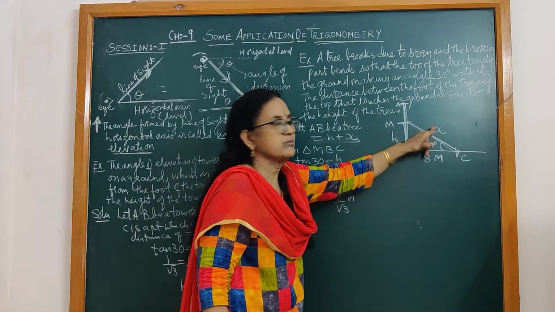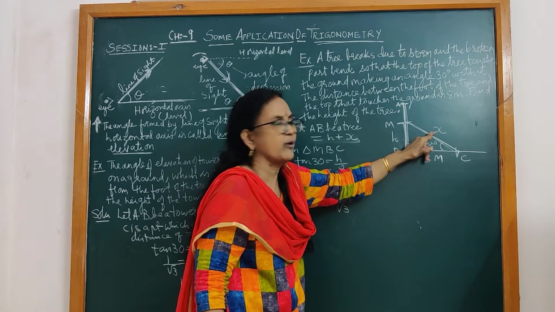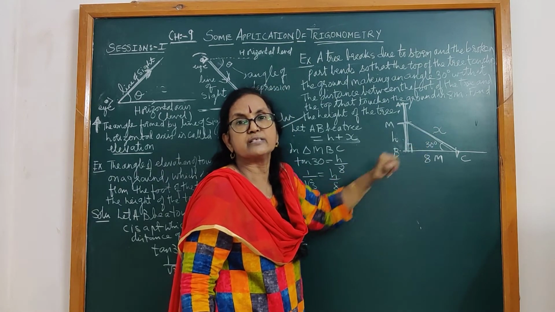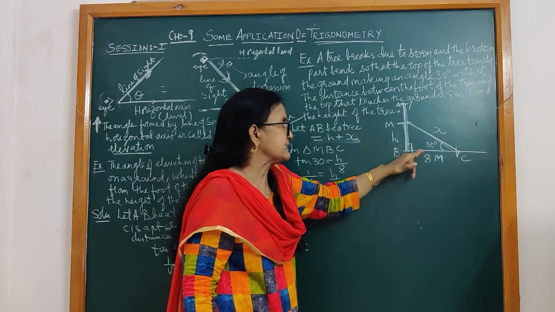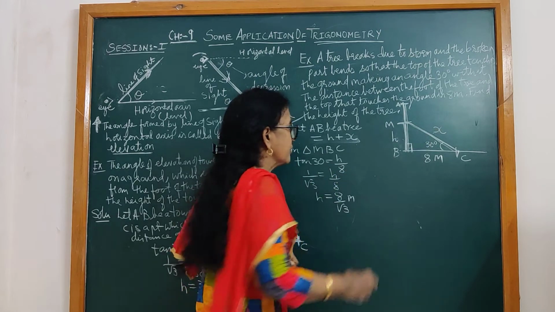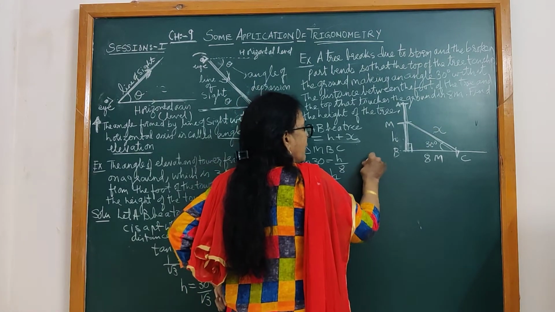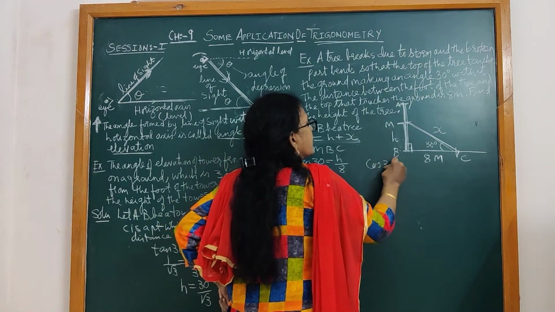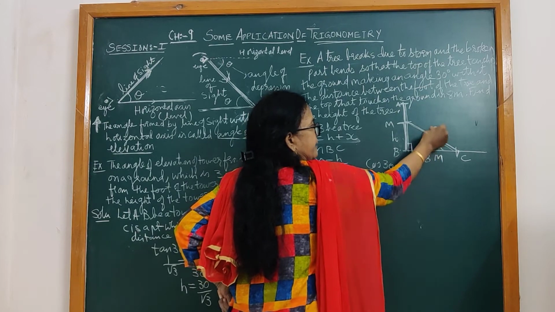Now this ratio, adjacent upon hypotenuse, that ratio is cos, or you can even say base upon hypotenuse. So we will write cos 30 is equal to 8 upon X.